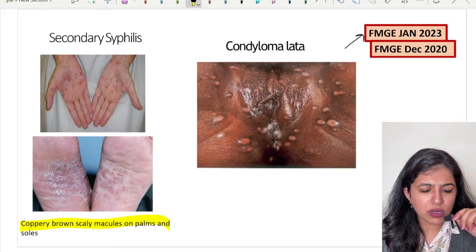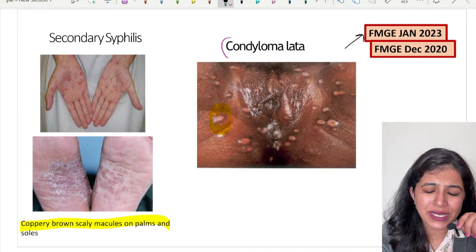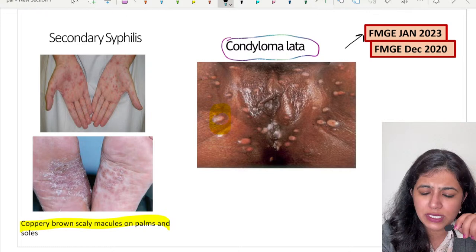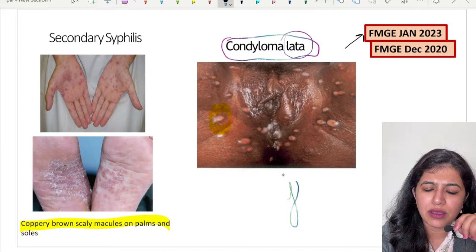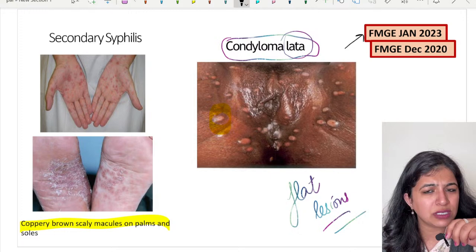Okay, so secondary syphilis: coppery brown scaly macules on the palms and soles, and these flat looking lesions on the genitalia which are called condyloma lata. You may not get an image of condyloma lata on its own, but you have to differentiate it from genital warts. So what does lata mean? Lata means sleeping. So these are always flat lesions. Remember, condyloma lata is always flat lesions. Please do not confuse it with genital warts. I'll show you when we come to it.